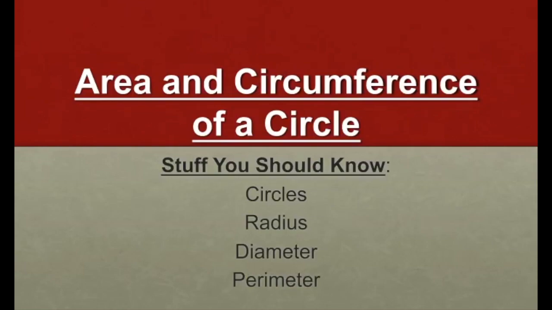This lesson is on area and circumference of a circle. Some stuff you should know already are basically what circles are, what the radius is, the diameter, basically just the basic parts of a circle, as well as perimeter because we do make a reference to it. So make sure you know those things and let's get started.